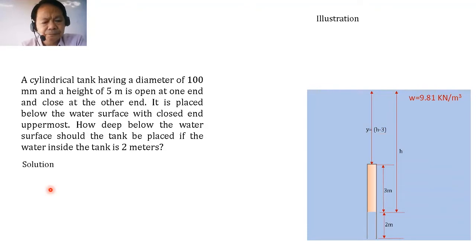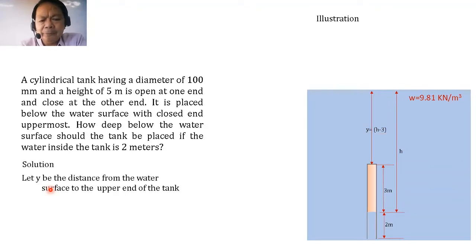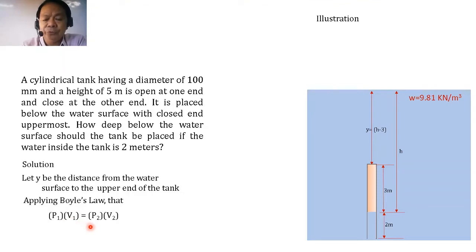Ano? So if we will be applying here the concept of the Boyle's law, so we let this y be the distance from the water surface to the upper end of the tank. Ito daw y na ito, distance mula sa surface nito hanggang dito sa upper end ng tank. So apply natin ng Boyle's law na sinasabi P1V1 is equal to P2V2. So kinakailangan ma-identify natin ano ba yung condition of the cylinder at the initial condition.